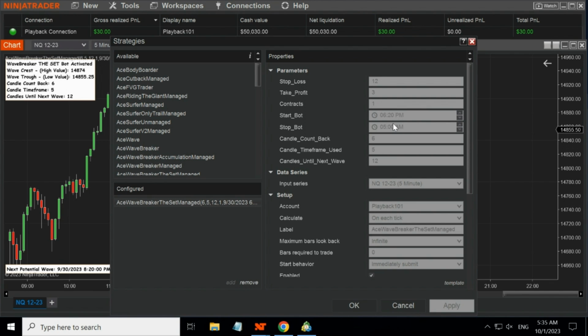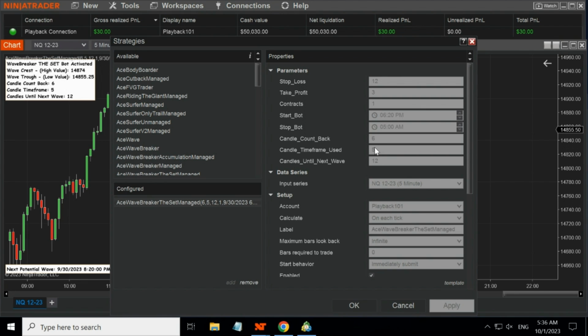I'm going to take this moment to say that this is a new bot that has come through the conversations we've had on Discord, and I'd like to thank one of our members for suggesting this bot, taking the strategy of Wavebreaker and turning it into a set of waves. I really appreciate the input from my members, and I want to take that opportunity to say thank you. So the first 6 parameters are exactly the same as Wavebreaker.